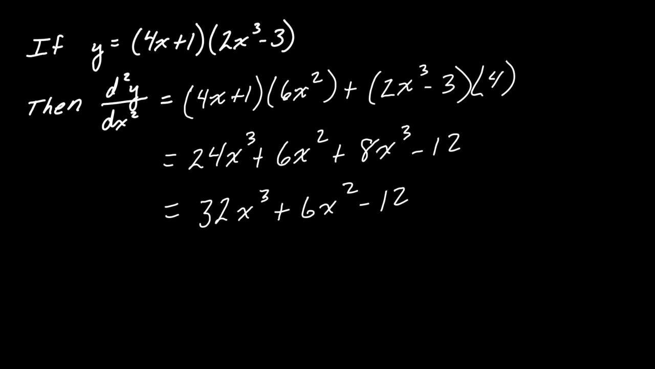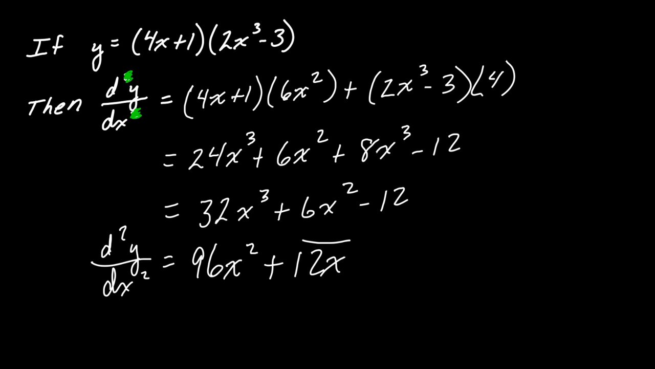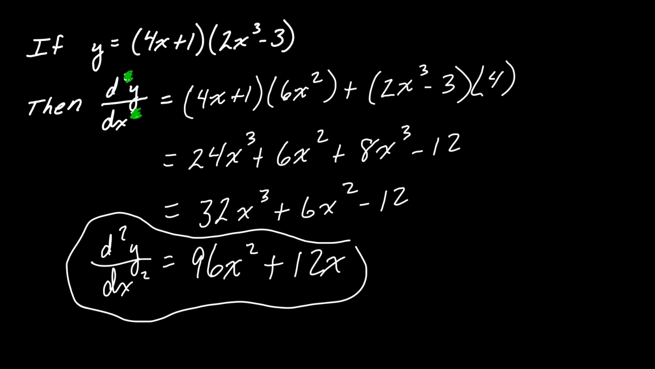Now that's not actually the second derivative, that is just the first derivative here. And now the second derivative is going to be the derivative of that answer. So applying the power rule here, you're going to get 96x squared plus 12x, and that is our second derivative.